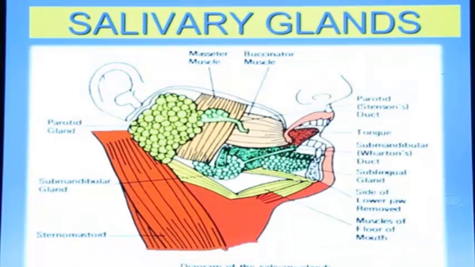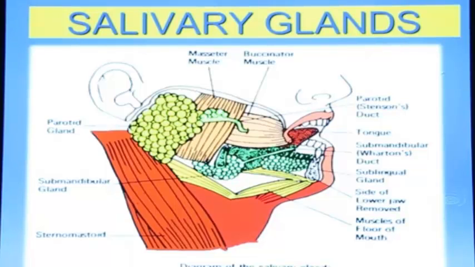Salivary glands, major salivary glands. This one is the parotid gland, and this is its duct. This is the masseter muscle, and this is the buccinator muscle. This one is the submandibular gland, and this is its duct coming up to the mouth, under the tongue. And this one is the sublingual gland. So we have the parotid, submandibular, and sublingual glands.